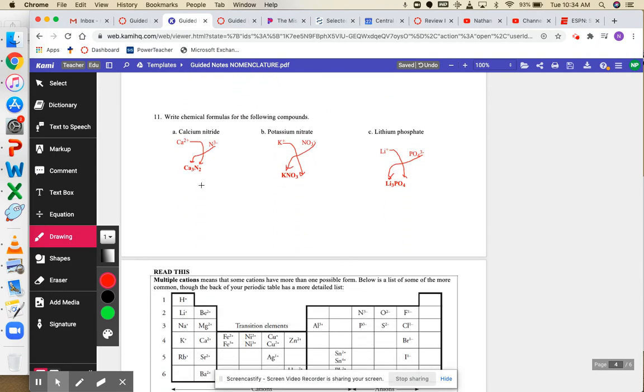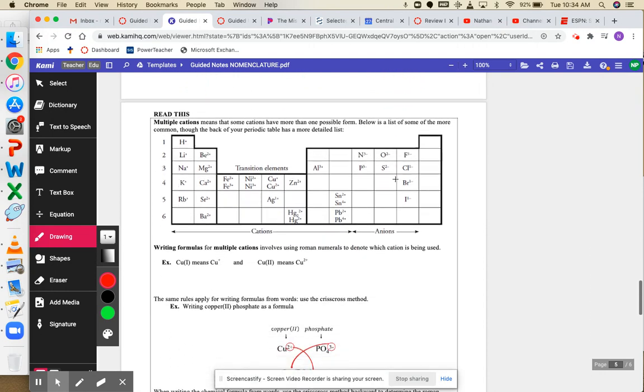Couple of more just quick switches. Ca2+ N3 minus, so it turns into Ca3N2. Switch, switch, switch. These switches with the ones, they just drop out. And then the Li gets a 1. And notice I left the PO4 out of parentheses. If you want to put it in parentheses, by all means, do it. It's fine. And then the Li gets the 3.